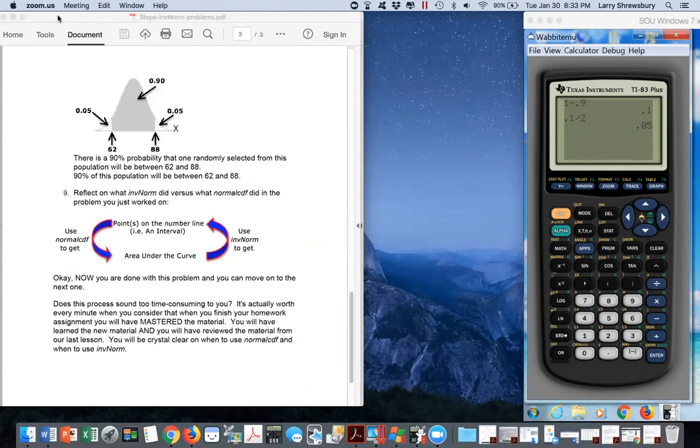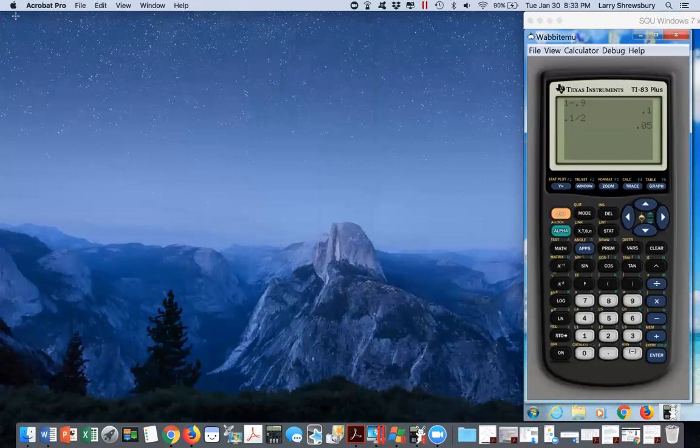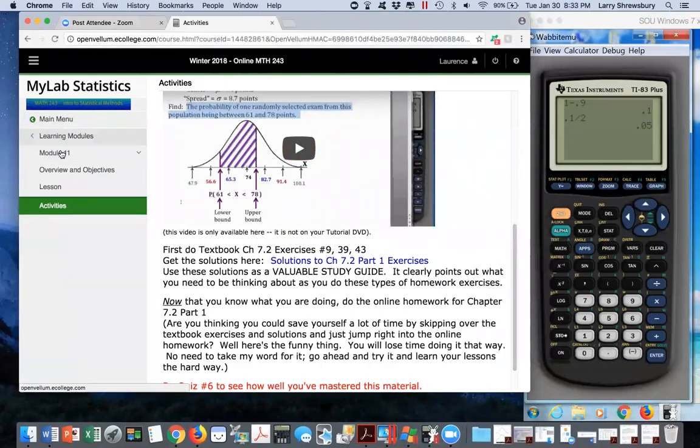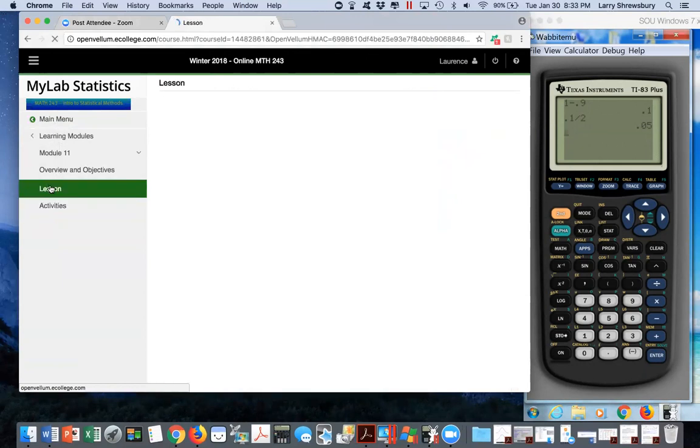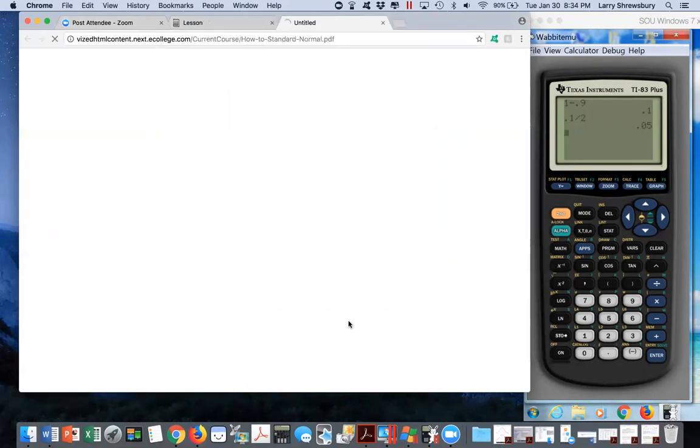Now, there's one other thing I want to talk about here. So I'm going to get over here to the learning modules. Let's see here. And right here, now this is learning module 11 in the lessons compartment. And there's this document called How to Standard Normal. Let's take a look at it.